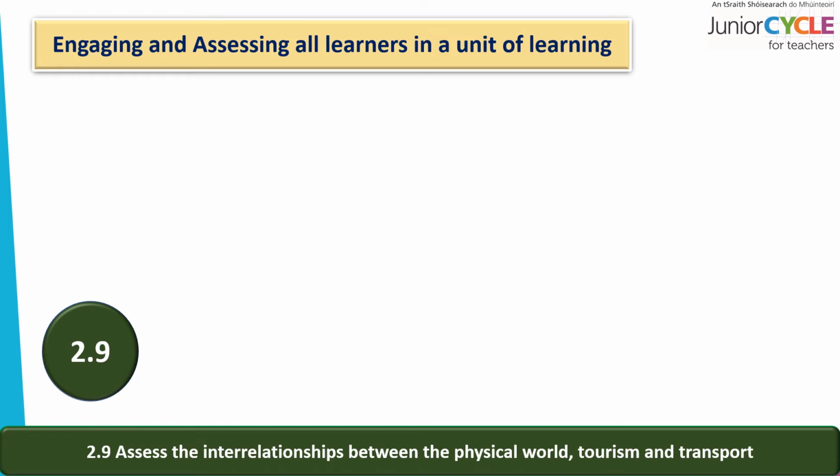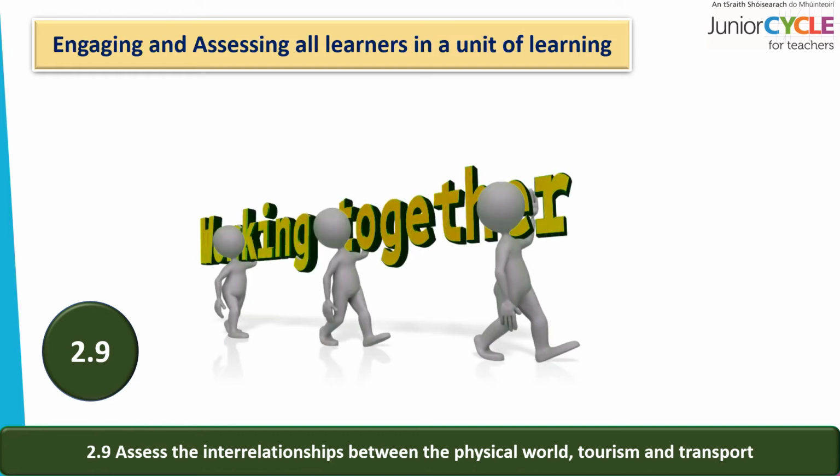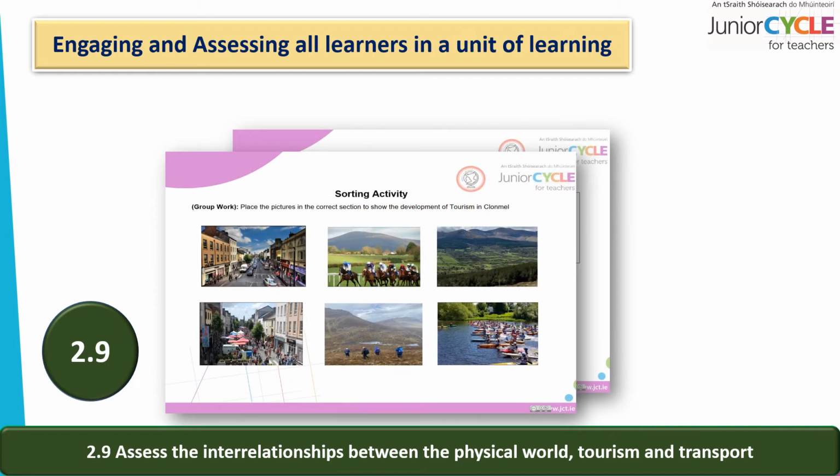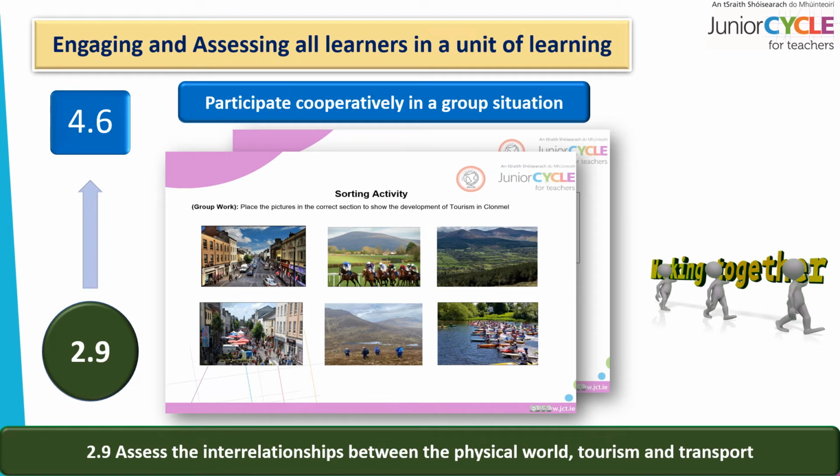Continuing to focus on Learning Outcome 2.9, a student collaboration activity could also be used to engage and assess students' learning at both Level 2 and Level 3. Group or pair work, for example a sorting activity, can engage and assess all students as they work together to achieve a task. Students working together is an important key skill of Junior Cycle and can also help students engaging at Level 2 to achieve Learning Outcome 4.6 from the PLU Living in a Community, which requires students to participate cooperatively in a group situation.